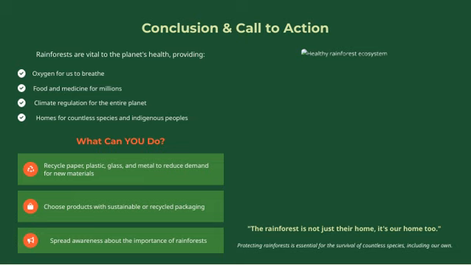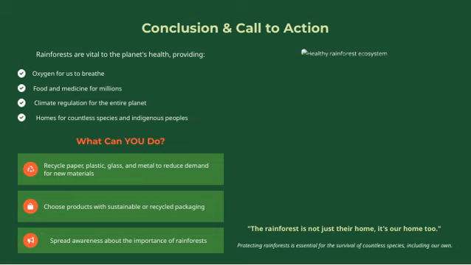Recycling paper, plastic, glass, and metal helps reduce the demand for new resources. Choosing products that have sustainable or recycled packaging is another effective step. And spreading awareness about the importance of rainforests can inspire others to join the effort. Remember, the rainforest isn't just their home, it's our home too.